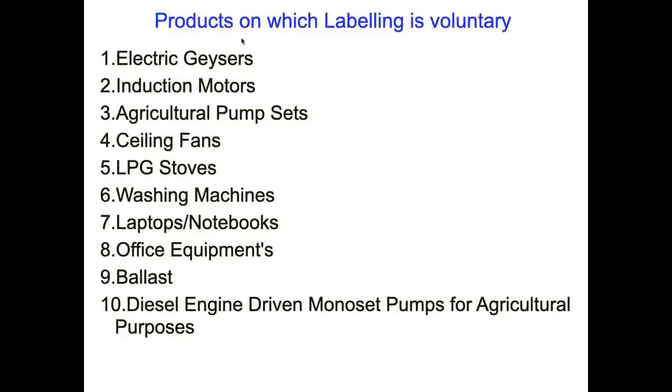So some of the products where the label is voluntary, right? Such as electric geysers, induction motors, even the agriculture pump sets. So it is not mandatory for such kind of products to give labels, right? That would be voluntary. So they may use or they might not use. That is for the time being.